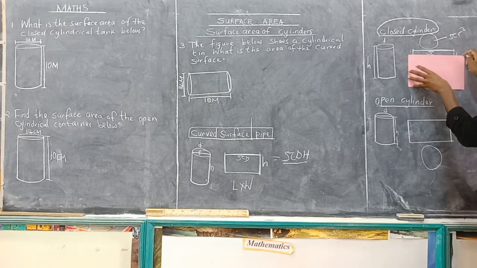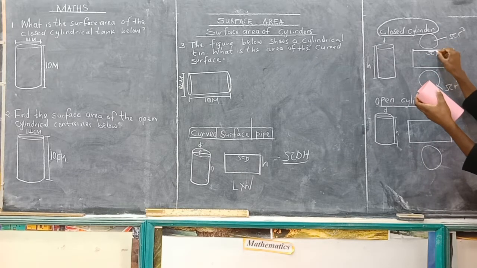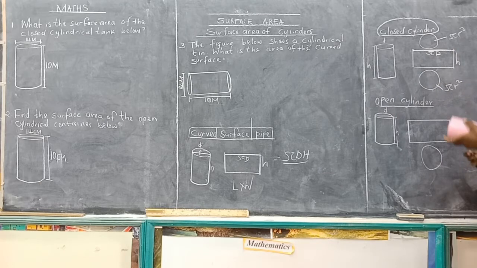And how do you get the circumference of a circle? Remember, the top was a circle. How do you get the circumference of that top? Pi diameter. So the first circle, that is the formula you're supposed to use. The other circle, that is the formula you're supposed to use. Then this one is length times width. That is pi diameter times height.